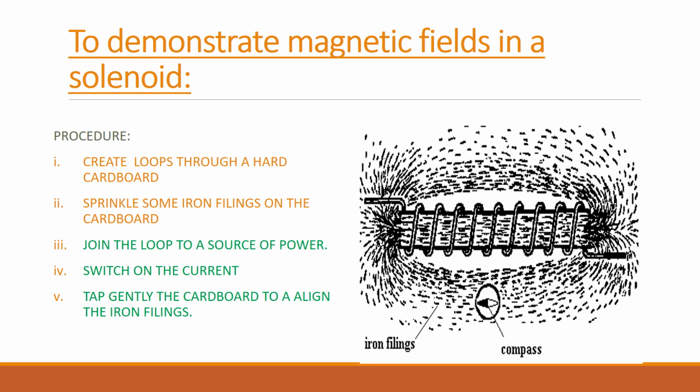To determine the magnetic field patterns in a solenoid in the laboratory, the procedure is: create loops through a hard cardboard, sprinkle some iron filings on the cardboard, join the loops to a source of power, switch on the current, and tap gently the cardboard to align the iron filings. So you'll realize that they form concentric circles around the loop as shown in the figure.